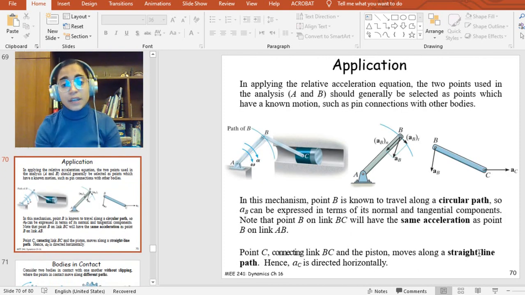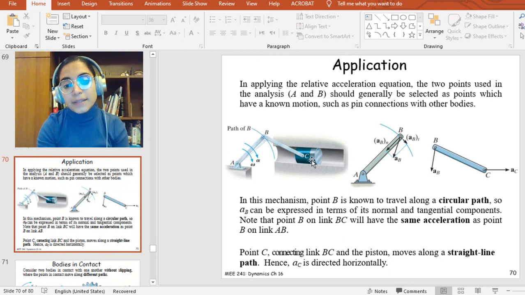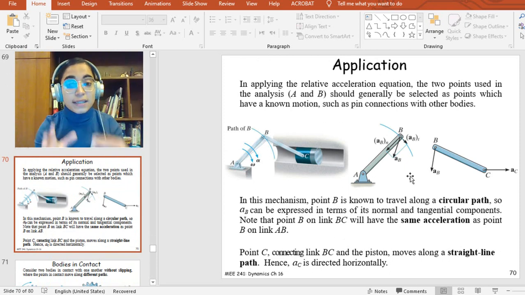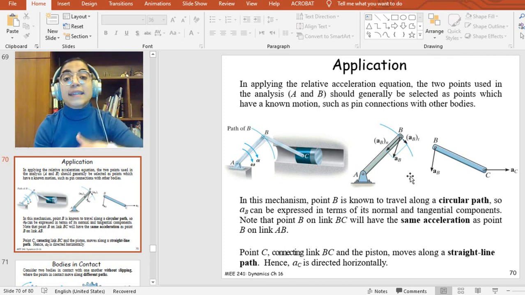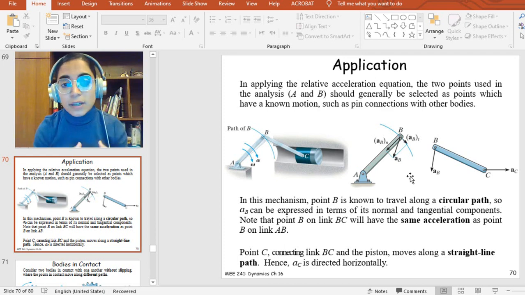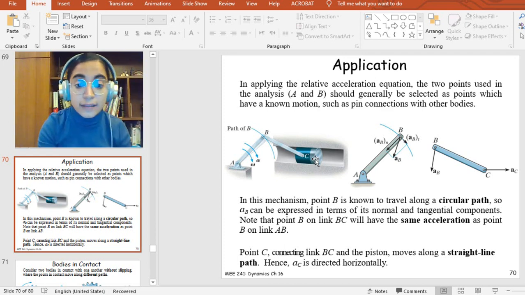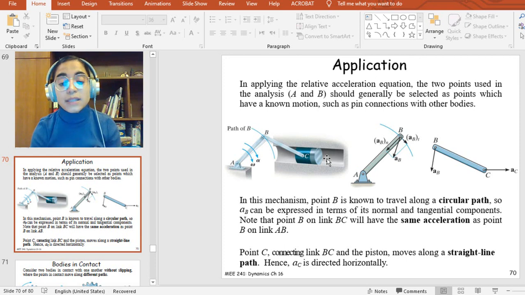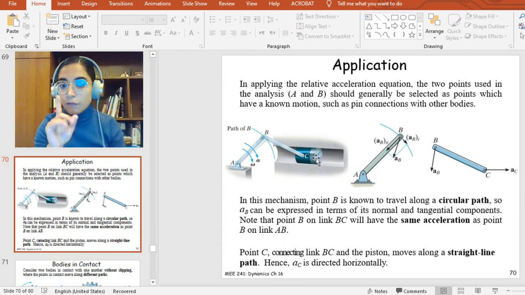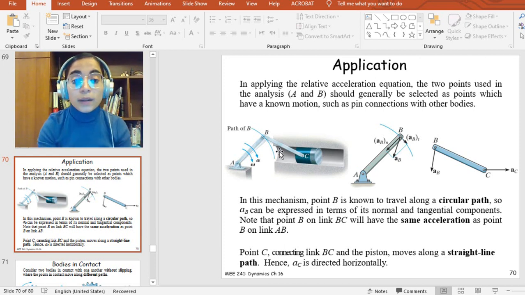Now let's take this case, for example. Here I have a piston that is moving horizontally, which means it is moving in a rectilinear motion. Rectilinear motion means that it doesn't have any normal acceleration. Its acceleration is only the tangential acceleration, and this tangential acceleration is always in the same direction. It's not in the same sense, but it is in the same direction as the velocity, which means it's always horizontal here for AC.